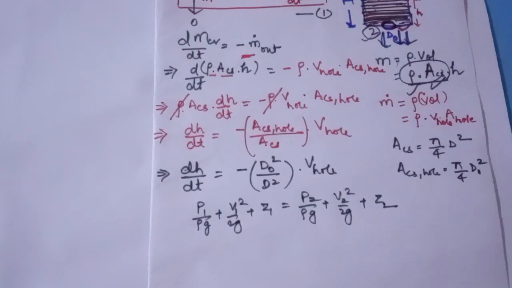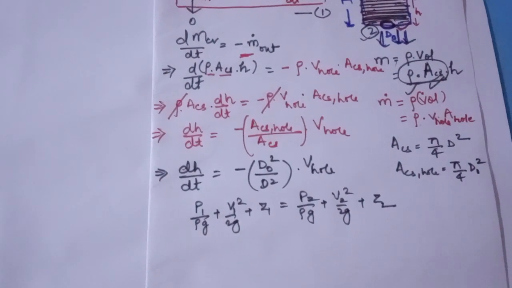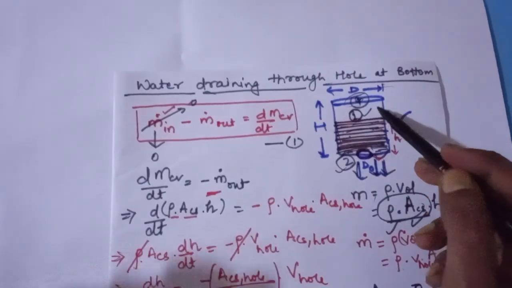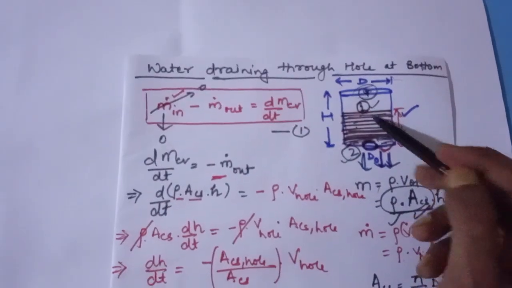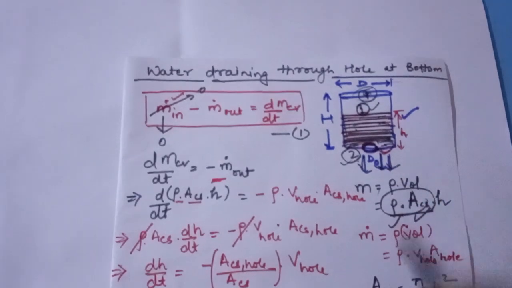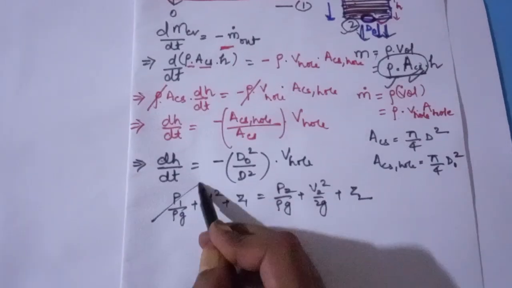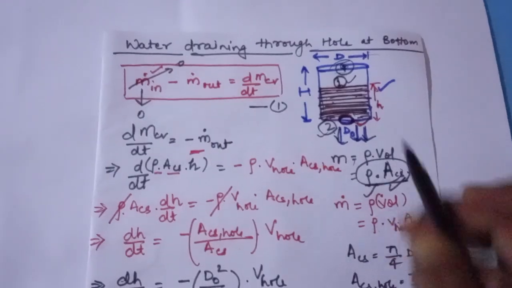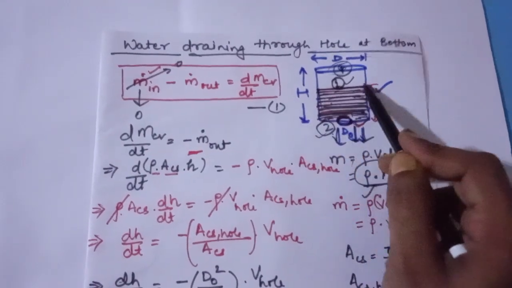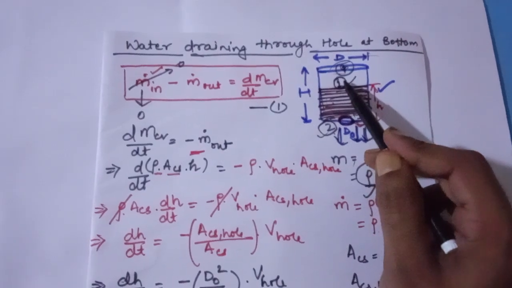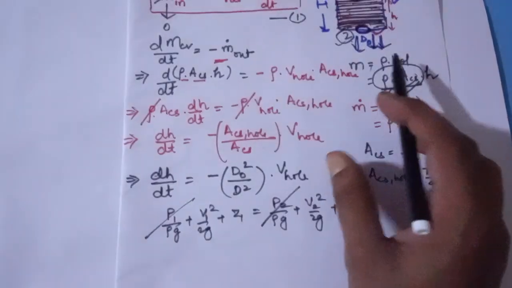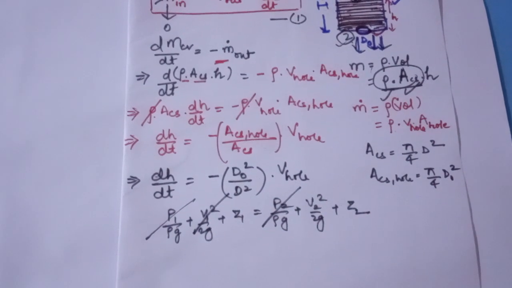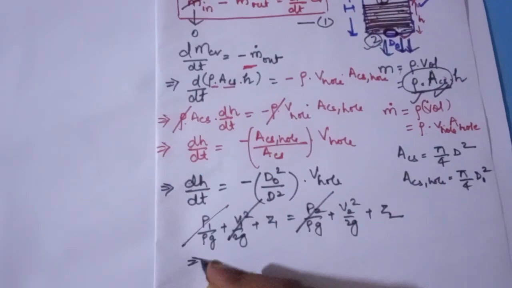Now what we will do is cancel the terms. Since the tank is open to the atmosphere, the pressure at point 1 and at point 2 will be the same, so we can cancel these two terms, because both are the same. Now look at point 1 here. Since it is a free surface, the velocity will be 0 here, so we can cut this term off. Now we are left with V2.